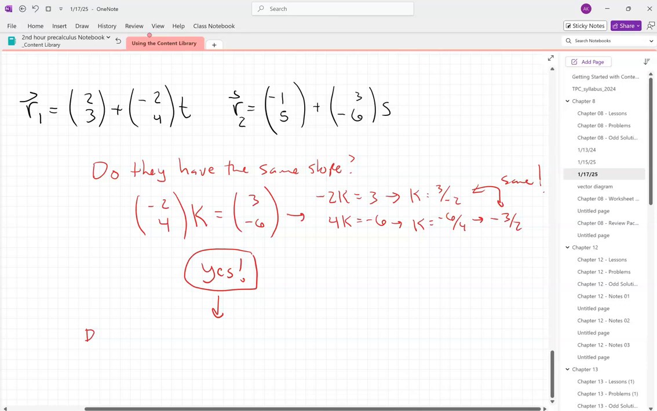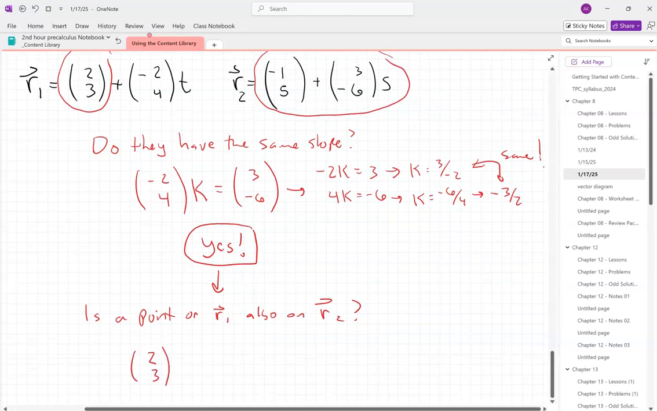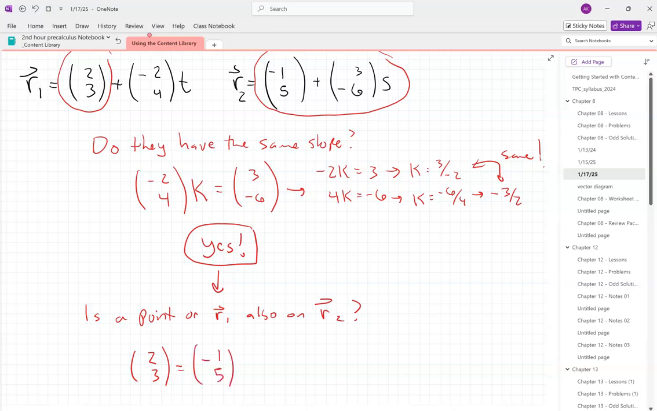So I need to ask now, is a point on R1 also on R2? So I'm going to take a point from R1 and see if it's equal to R2. Are we okay with what I've done here?